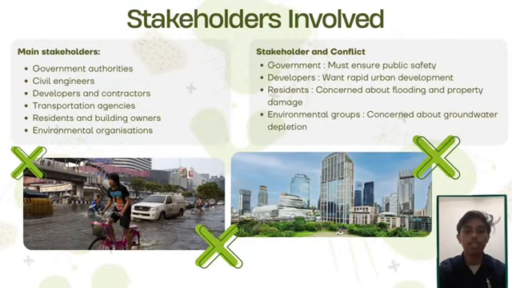Ground subsidence in Bangkok involves multiple stakeholders with different priorities and concerns. Government authorities are responsible for enforcing regulations and ensuring public safety. Civil engineers provide technical analysis and safe infrastructure design. Developers and contractors focus on urban growth and project completion, while residents are concerned about flooding, property damage, and infrastructure safety.